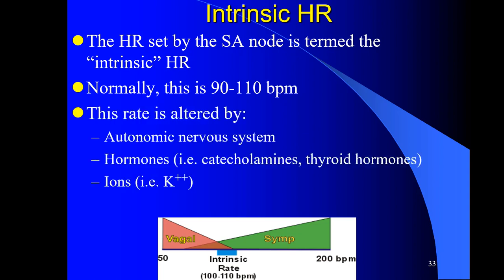Most of this is your autonomic nervous system. So you have your sympathetic branch and your parasympathetic branch. So parasympathetic is traveling in the vagus nerve, so we'll call that vagal activity. So you can see you have your intrinsic heart rate that can be increased by sympathetic outflow or decreased by parasympathetic outflow. And then hormones and ions can also play a role. But the bulk of this is your autonomic nervous system.